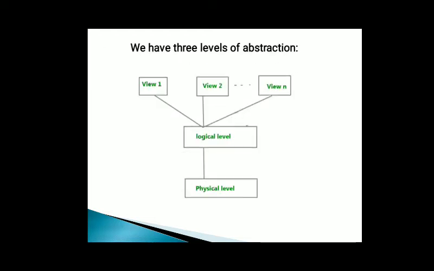Let's see. Here the three levels of abstraction are shown in the figure. The top level is the view level, right? View 1, view 2 and view n. Right? These are the views. This is the top level, that is the view level abstraction. The middle one is the logical level abstraction and the bottom level is the physical level abstraction. We will discuss these levels one by one.